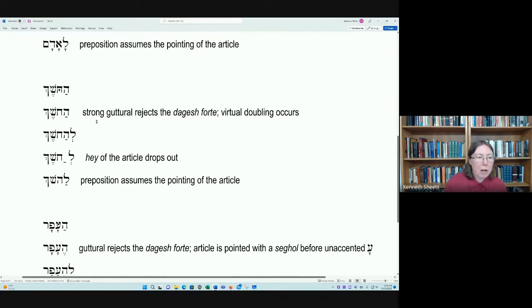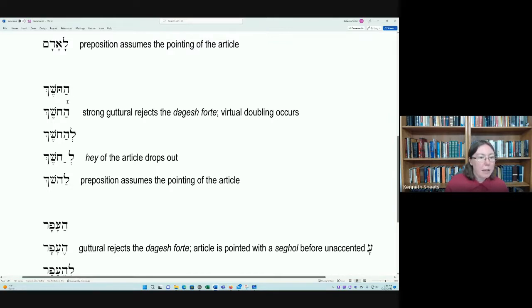The same thing happens as well when we come to these strong gutturals. Remember the difference between the weak and the strong gutturals when we have the article attached to them is that when the weak guttural, that is the aleph and the hey, reject the dagesh forte, the preceding vowel lengthens. But in the case of the harsh gutturals, that is the cheth and the ayin, then we do not have a lengthening of the preceding vowel, but instead we have what we call virtual doubling. That is, it is as though doubling has occurred, but it really has not.